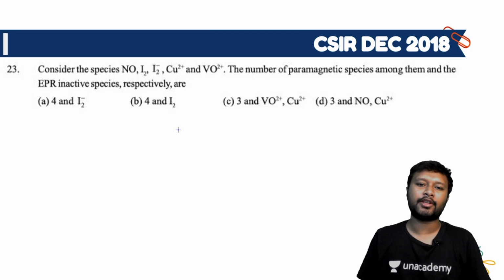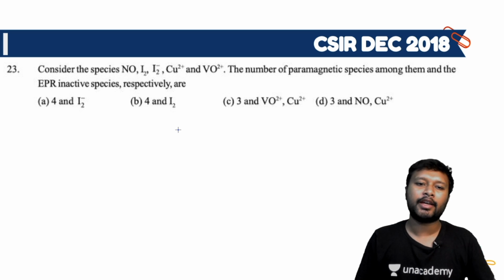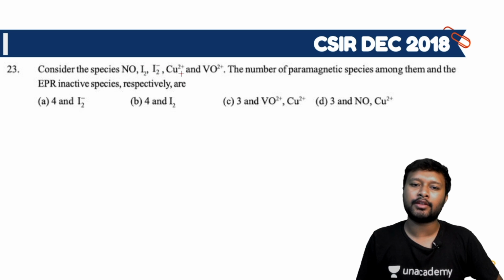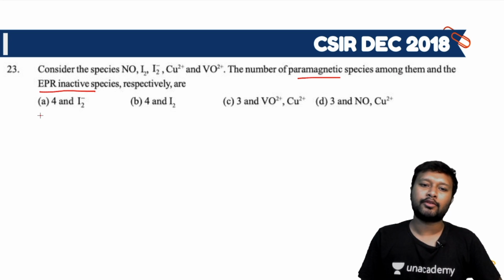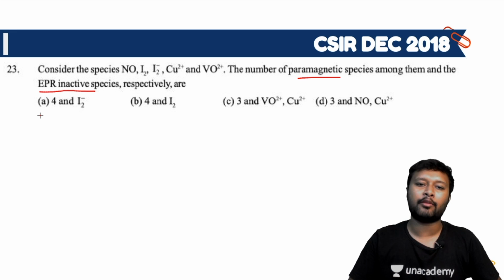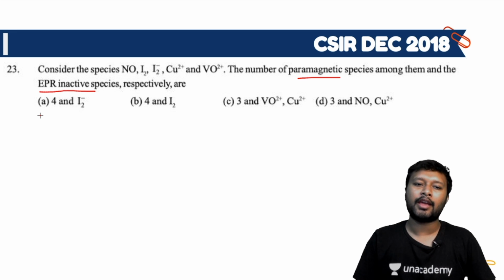Alright, the next question is from your CSIR December 2018 exam, and it says: consider the species NO, I2, I2 minus, Cu2 plus and VO2 plus. It asks for the number of paramagnetic species among them and the EPR inactive species. So they are asking how many paramagnetic species there are and which of these species is EPR inactive. Alright, so two things you have to see.